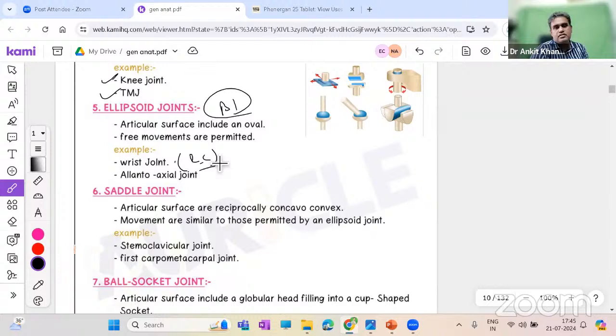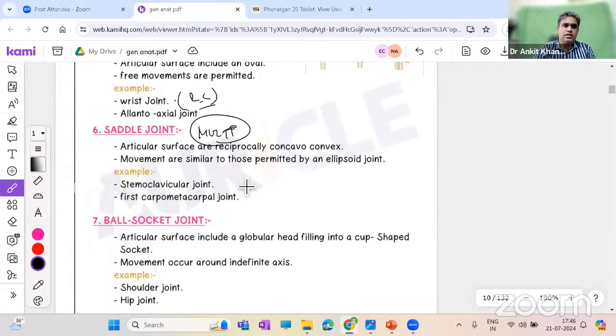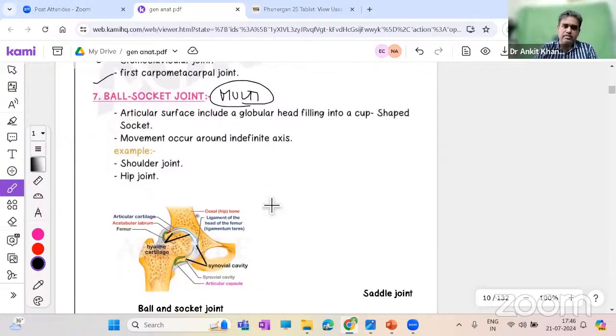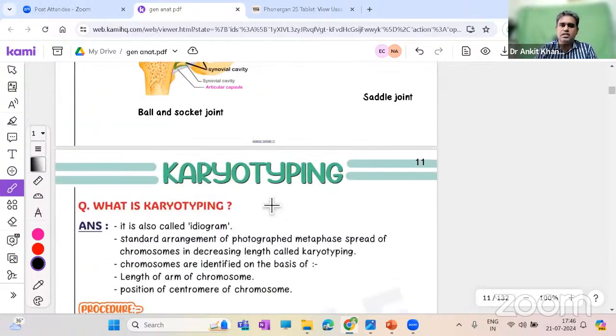Okay, moving into multiple axes. Saddle joint, multi-axial. If you remember, I gave you a couple of examples: the first carpometacarpal and your sternoclavicular. So you have both two examples over there. Ball and socket, again a multi-axial joint. Shoulder and hip, very famous examples of this. Okay, so these are your types of joint.